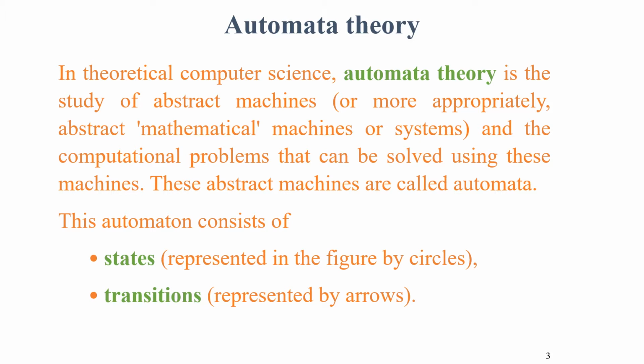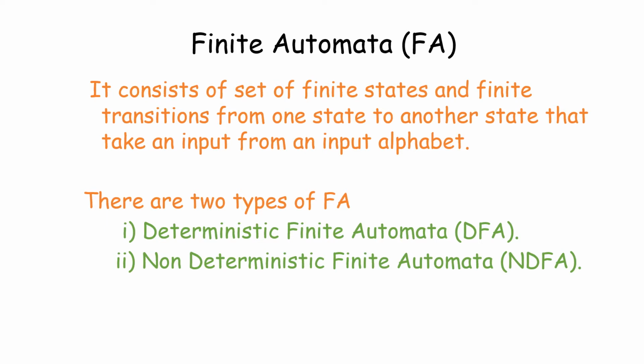Automata theory is the study of abstract machines, and the computational problems that can be solved using these machines in an effective way. These kinds of abstract machines we call automata. An automaton has two important things: one is state, another is transition. States are represented as circles, transitions are represented as arrows. First we will see one type, finite automata. It consists of a set of finite states and finite transitions from one state to another state. It has two types: one is deterministic finite automata, another is non-deterministic finite automata.